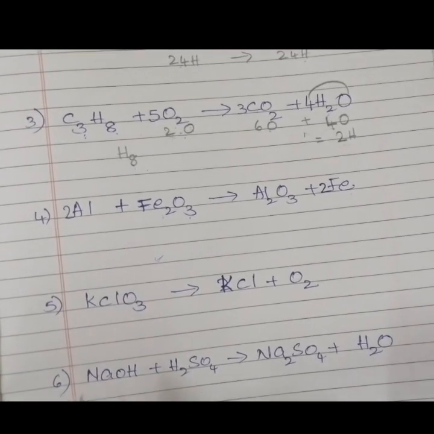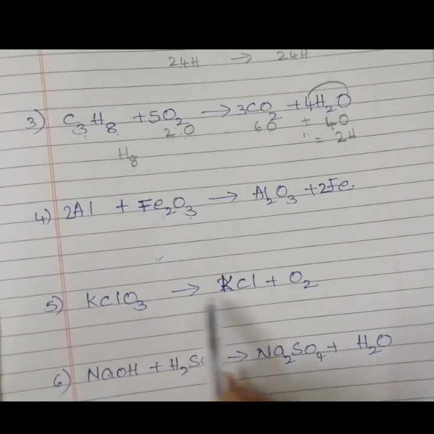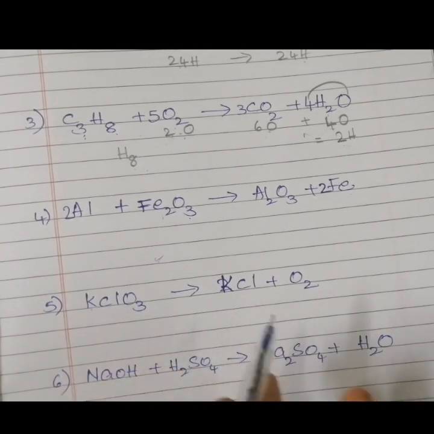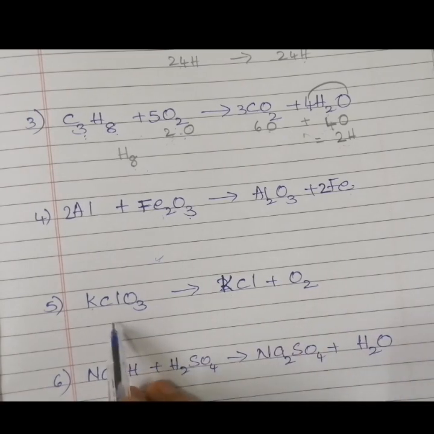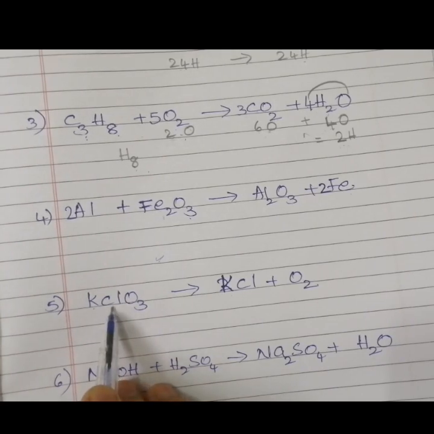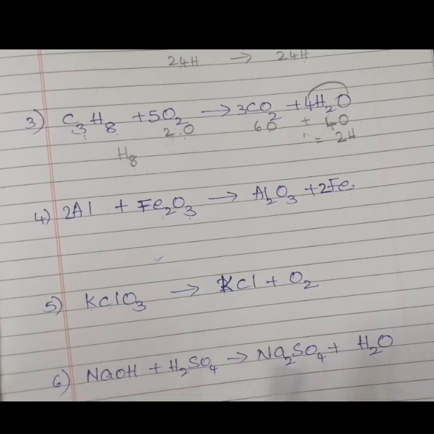Now this is the fifth equation. Is there any metal in this equation? See here, one potassium is there, one potassium is there. So this is the balanced one. Potassium, potassium, one metal is balanced. Is there any non-metal here? Yes, there is. Here Cl is there, here also one Cl is there. So both are balanced here.